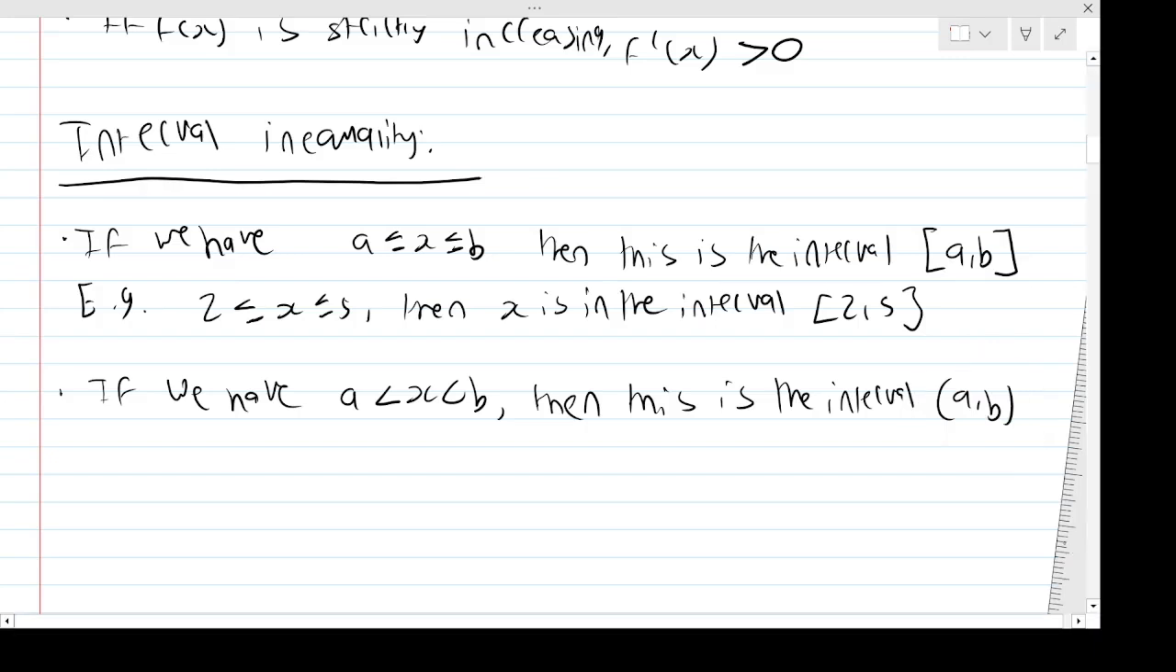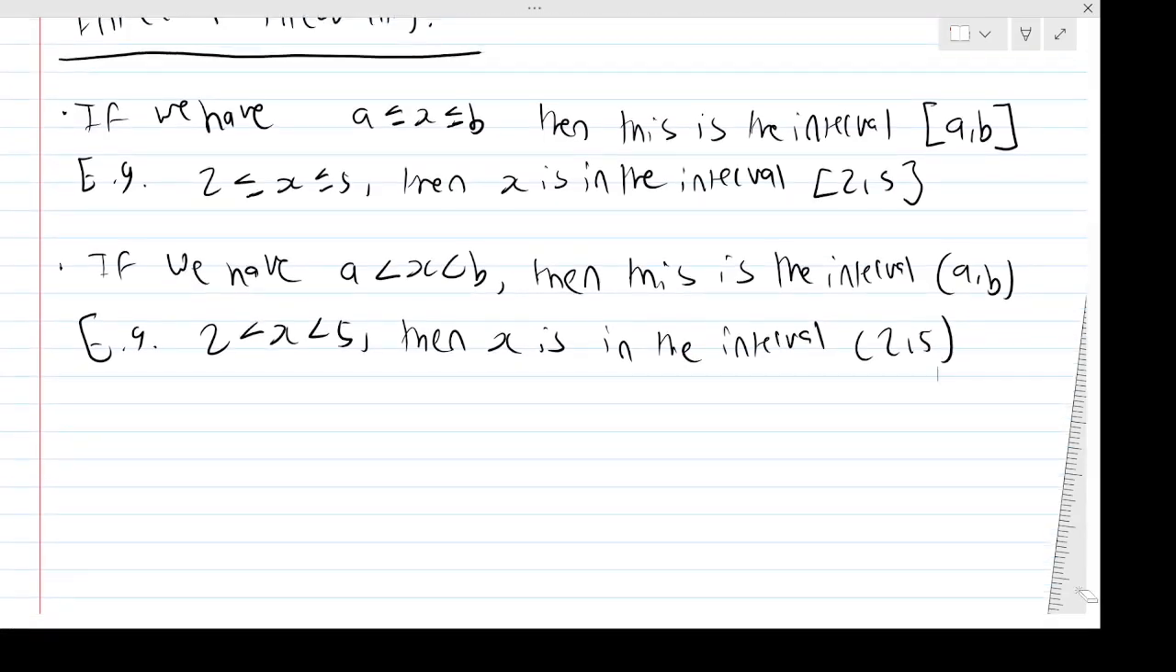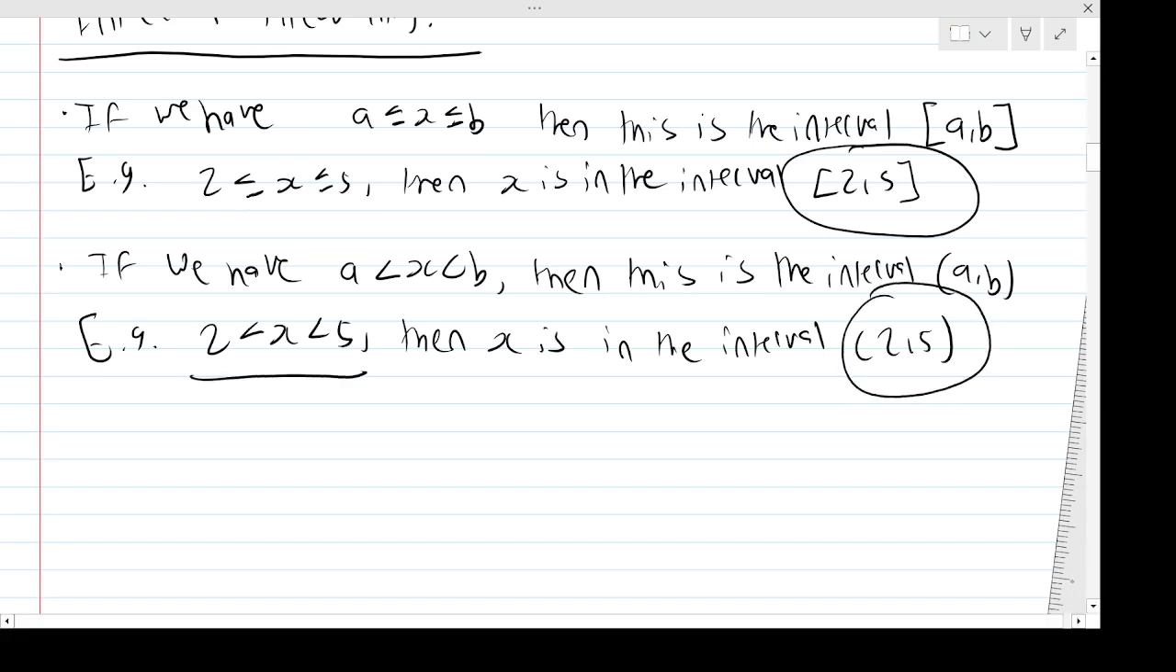Okay, so for example, let's go back to our example. If 2 was less than x less than 5, then x is in the interval (2, 5), okay, with round brackets. So yes, you do need to be able to read what this interval stuff means. So if you see these square or round brackets, you need to know what that means as an inequality, okay? So overall, the square brackets means it includes, say, 2 and 5, but with round brackets, it doesn't include 2 and 5, so it's a strict inequality.